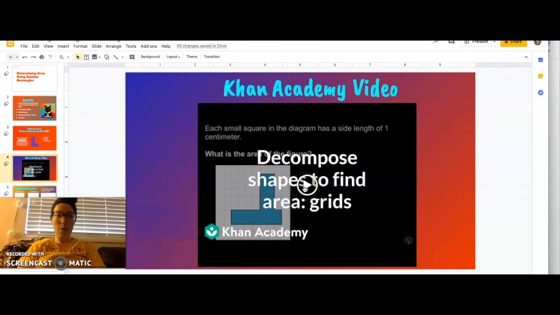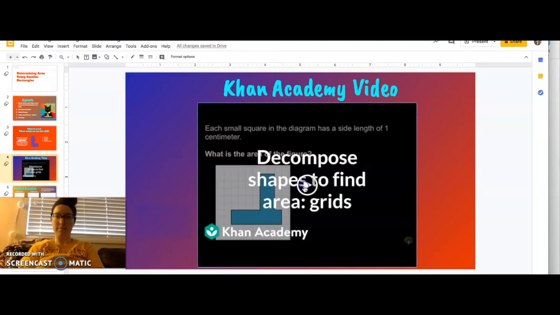Okay, so now we're going to watch a video to help us understand how we can break down shapes into smaller rectangles to help us find the area.